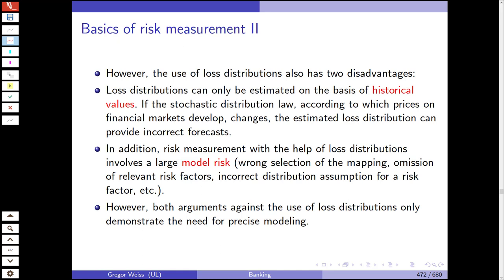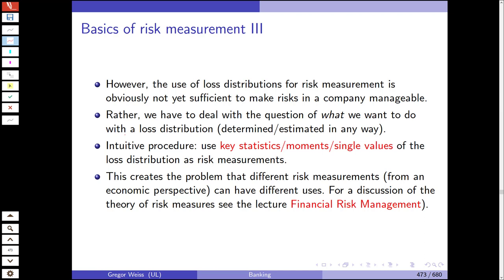However, both arguments against the use of such loss distributions only make a stronger case for adequate, precise modeling. So it's not the type of modeling that is incorrect, but you need to think about coming up with better models. It is obviously not yet sufficient to make risks in a company manageable. We have to deal with the question of what we want to do with a loss distribution. And what then happens is we use key statistics, moments, or single values of a loss distribution as a risk measure. Now, this is explained in detail in financial risk management and in quantitative risk management at the master's level.